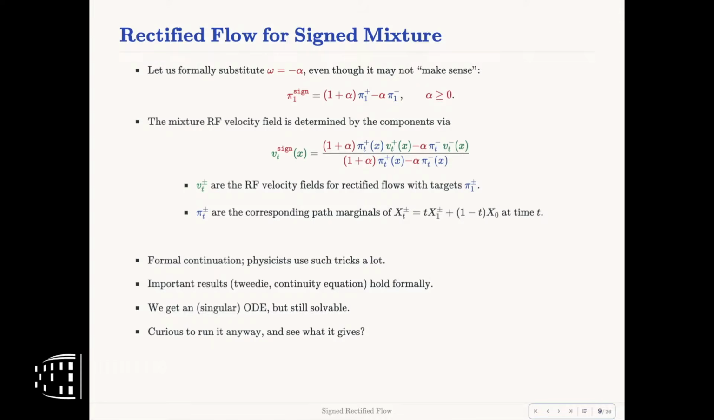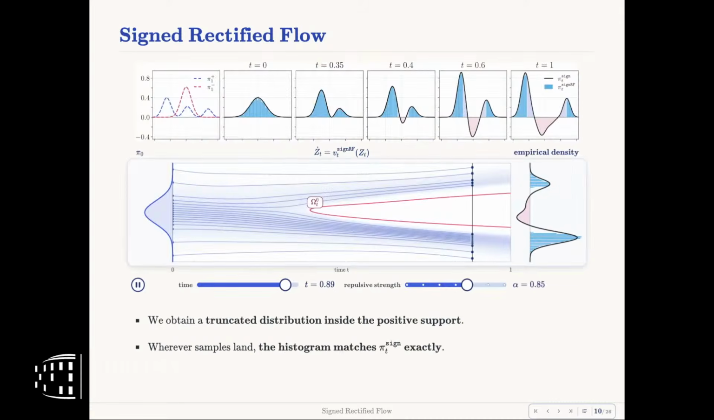And one comment that I want to make is that the reason that this actually works, which I will show, is that as you are doing this kind of formal continuation, lots of important results still hold, at least formally, such as Tweedie's formula and the continuity equation that we use all the time in flow matching and diffusion models. They still hold, right? So you will expect really good properties out of it. Okay, so now let's actually simulate this ODE and see what happens.